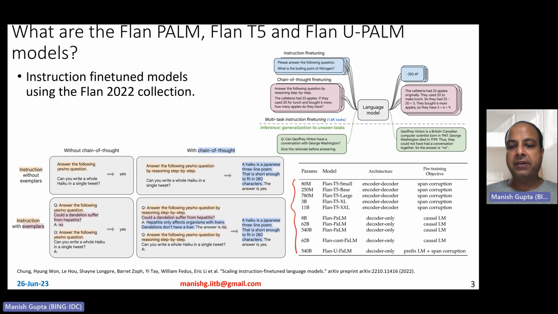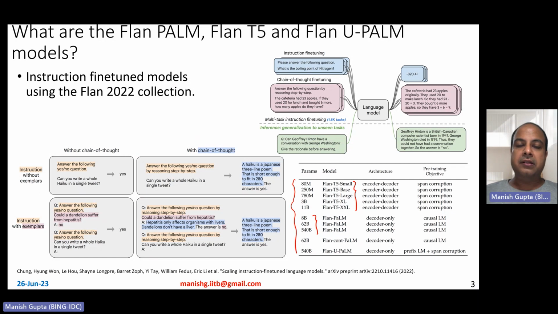So Flan T5 models, for example, exist in 5 different sizes, and they follow an encoder-decoder architecture with span corruption as their pre-training objective. Flan PaLM models actually are decoder-only models, and there are 3 different sizes of those Flan PaLM models: 8 billion, 62 billion, 540 billion, but none of them are publicly available, right? Flan continued PaLM is yet another kind of Flan PaLM model, and Flan UPaLM is again another kind of Flan PaLM model, which are also decoder-only models. Now, that's about the base architecture.